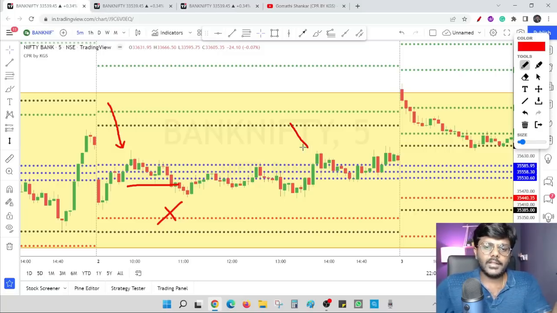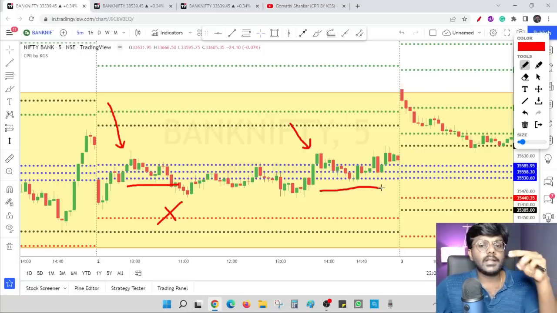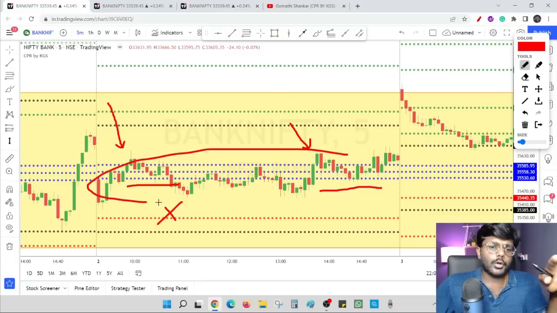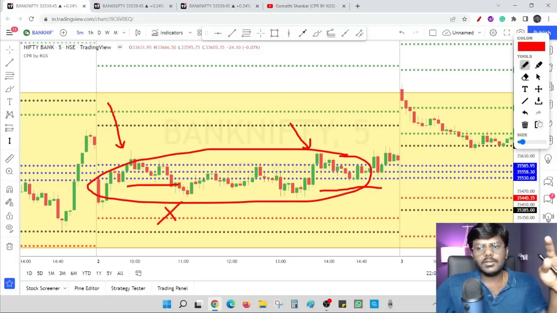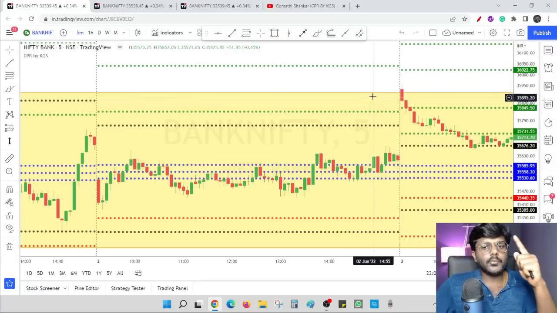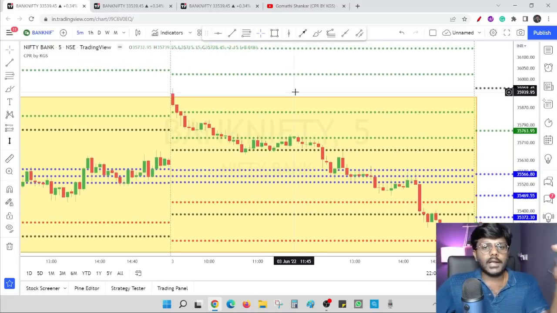Maybe I will take another long position here, and in this trade my stop loss is not hit, but the market was staying in a range bound manner. So on 2nd of June, there is nothing much to do. The prices were just roaming around the CPR levels. Remember, CPR is home for the candles. 3rd of June, what I will do?